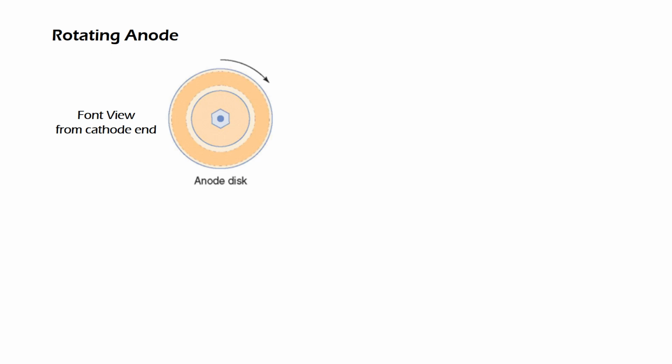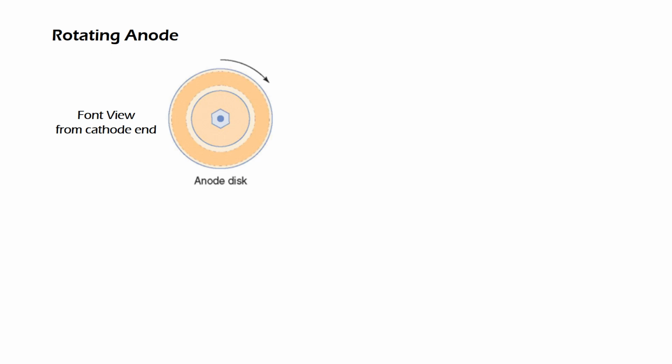The illustration on the top left shows the view of the anode disc from the cathode end. The arrow indicates the direction of rotation of the anode disc. The circular path in light orange indicates the surface area of the anode that is bombarded by the electron beam. This surface area is called the focal track of the anode disc.